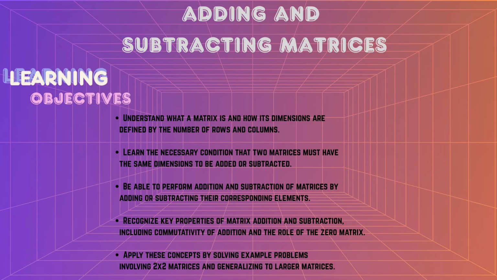These are our learning objectives. Understand what a matrix is and how its dimensions are defined by the number of rows and columns. Learn the necessary condition that two matrices must have the same dimensions to be added or subtracted. Be able to perform addition and subtraction of matrices by adding or subtracting their corresponding elements.